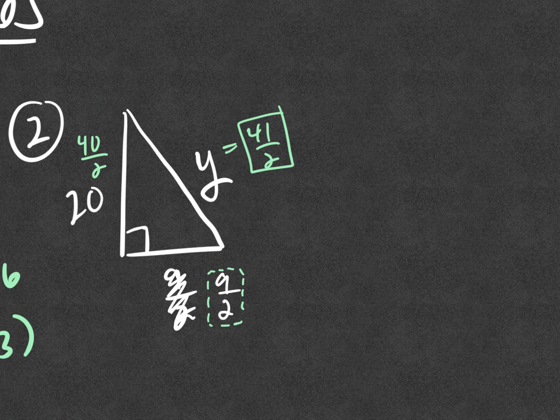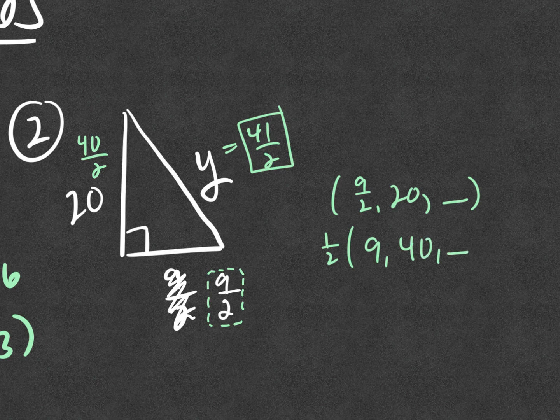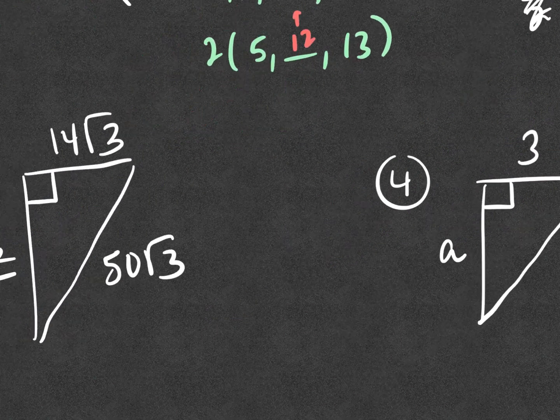But we could also write it like this. So we had 9 over 2, 20 blank. If I factored out a 1/2, that was 9, 40 blank. So there we got the 41, and then we needed to divide it by 2 to go back.